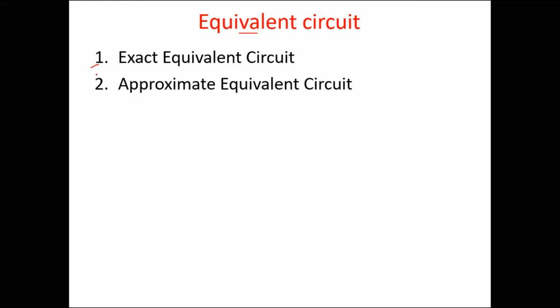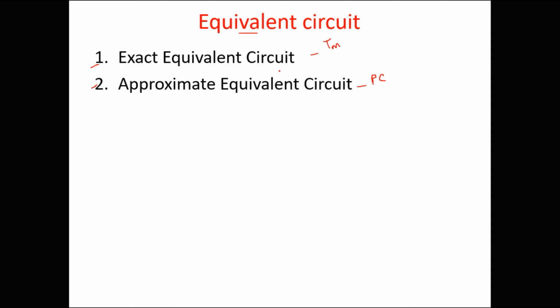One is the exact equivalent circuit, that is, the actual equivalent circuit, and the second one is the approximate equivalent circuit, and both these circuits have their own purposes. The first circuit is required for obtaining the exact torque developed on the rotor, whereas the approximate equivalent circuit is required for obtaining the performance characteristics of various parameters while conducting tests like no load and blocked rotor test on a three-phase induction motor. We can also make use of this approximate equivalent circuit at the time of drawing the circle diagram.